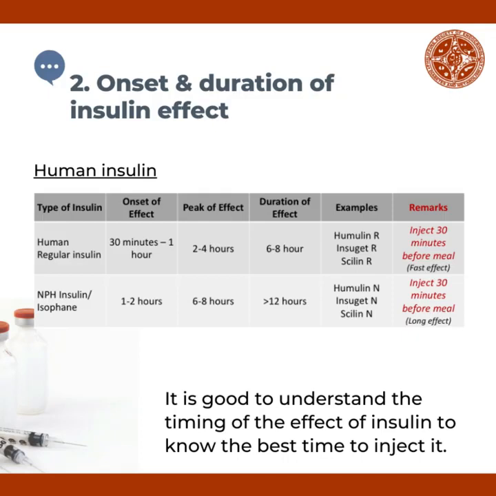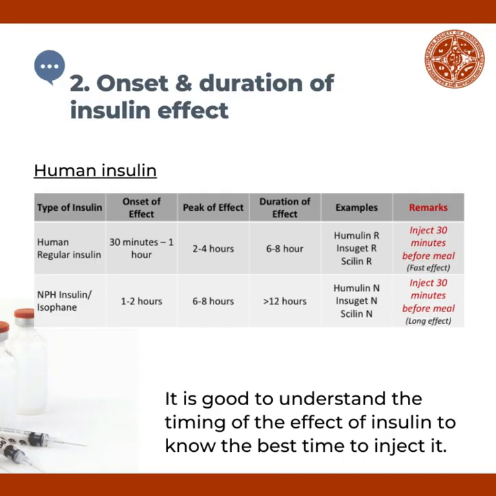For human regular insulin, the onset of the effect would be 30 minutes to an hour. The peak effect would be in 2 to 4 hours. The duration of the effect would be from 6 to 8 hours. Examples of human regular insulins are Humulin R, Insuget R, Silene R. These are supposed to be injected 30 minutes before a meal.